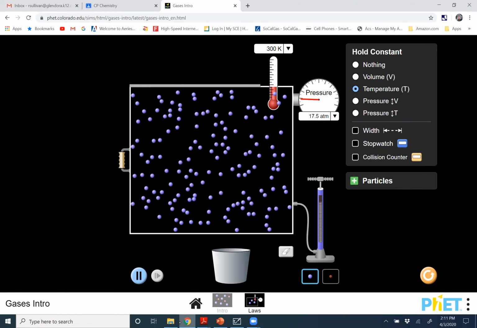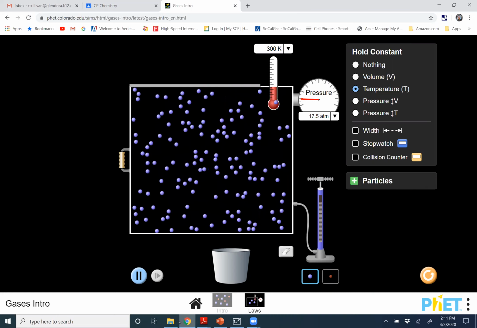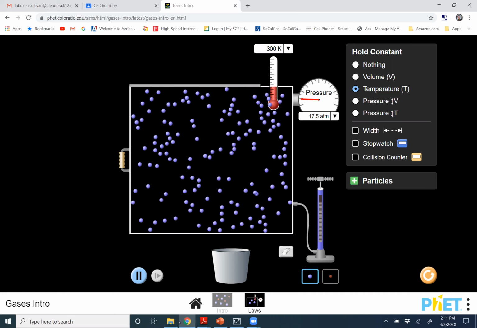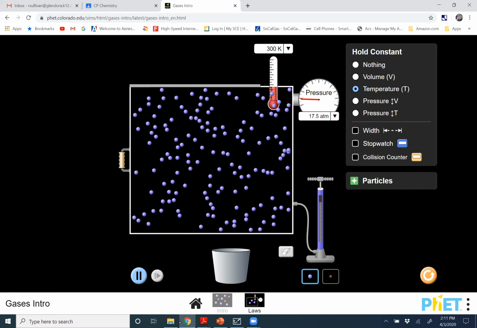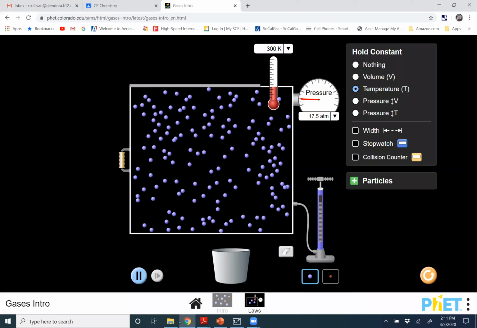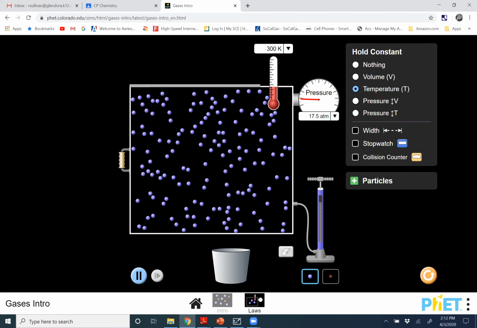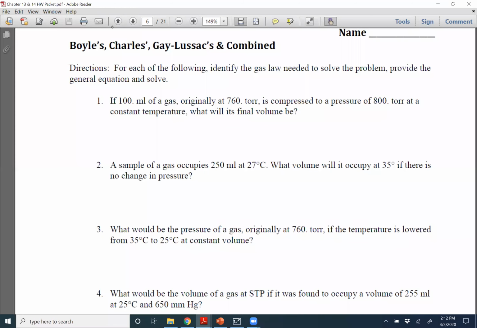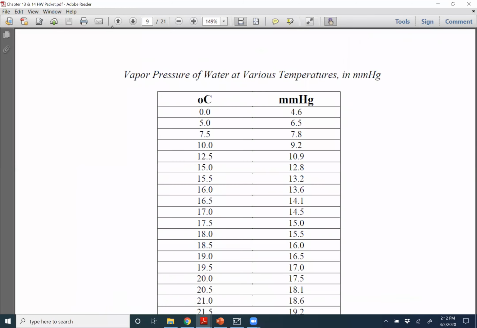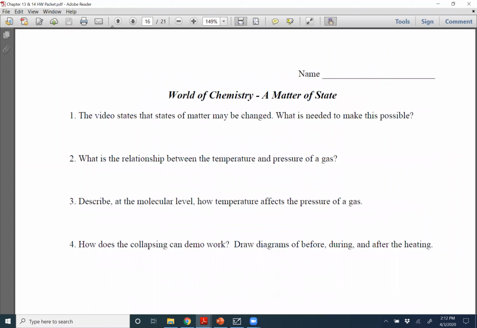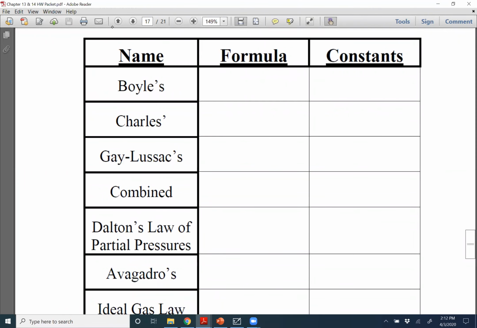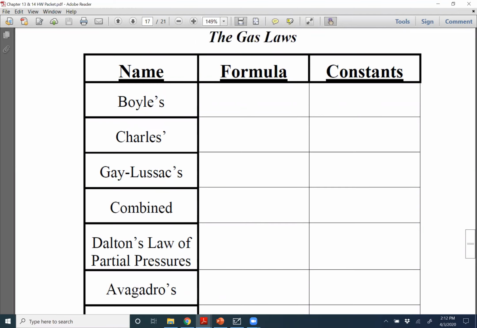And so what were some of his results? What we have done here in our simulation is we have made the temperature hold constant, so that we have constant temperature. If we look at Boyle's law on page 17, it asks what is being held constant, and the answer is temperature is being held constant.